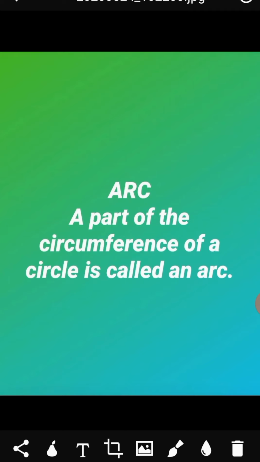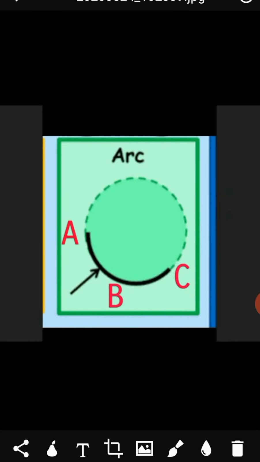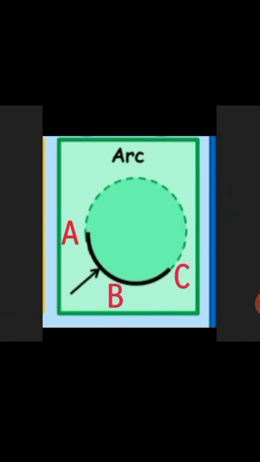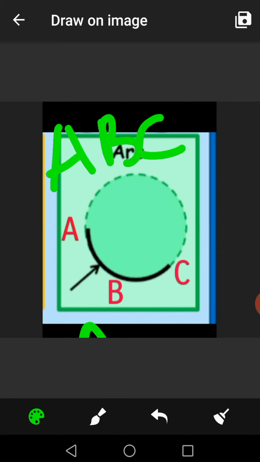Next part of the circle is arc. What is an arc? A part of the circumference is called an arc. You can see here ABC is a part of circle. So 3 points taken on the circle, that is called an arc. So ABC is an arc. We can denote it as ABC with the arc symbol written above it. This is an arc.